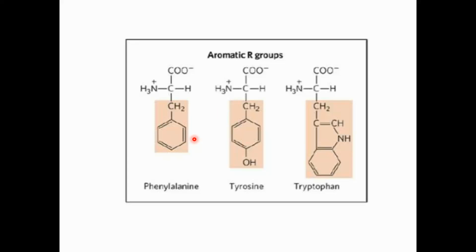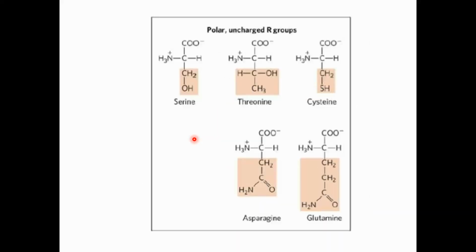So this is how these aromatic amino acids are present. And then we have another classification, those amino acids that are polar in nature. Although these are polar, they do not have any charge. They have an R group that is uncharged.